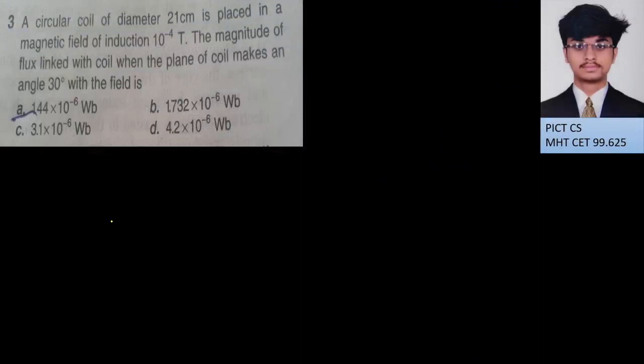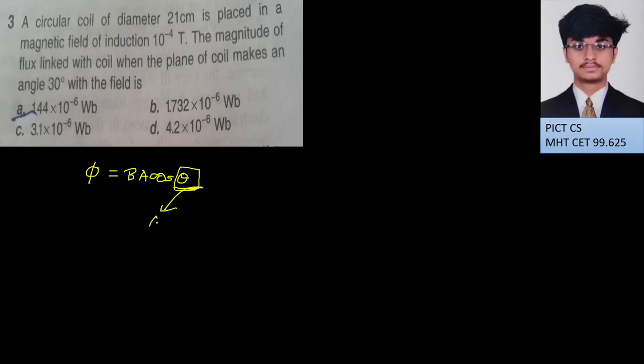Alright, so it states: a circular coil of diameter 21 cm is placed in a magnetic field of induction 10 raised to minus 4 Tesla. Find the magnitude of flux linked with the coil when the plane makes an angle of 30 degrees with the field. Alright, so we have to calculate the magnitude of flux, and we all know flux is BA cos theta. But the general mistake students make is that they don't completely understand the term theta.